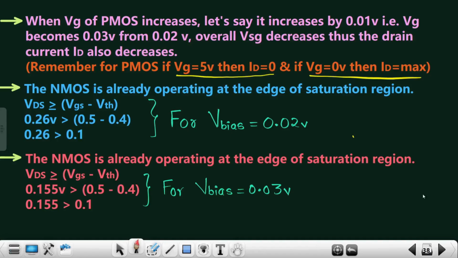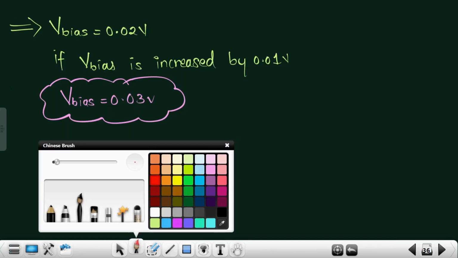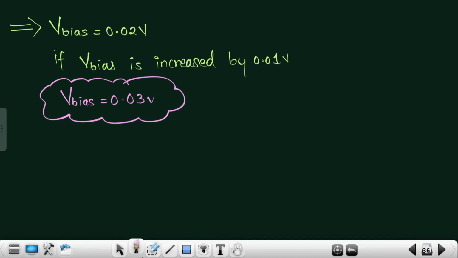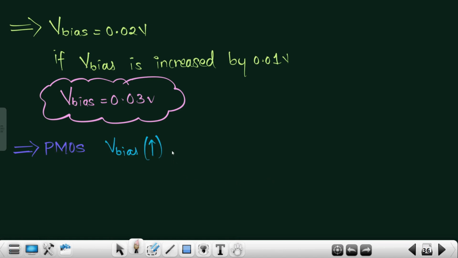So we'll go over here. I'll write this particular point over here as well. In case of PMOS, let me change the color. In case of PMOS that we are dealing with, what exactly is happening is that my Vbias increases, right?